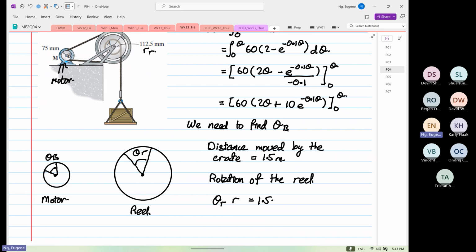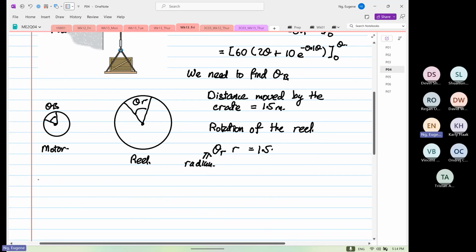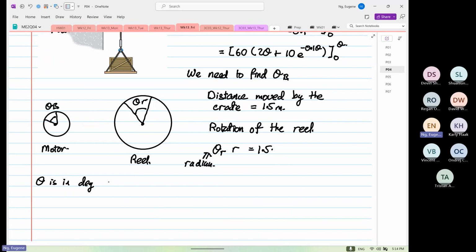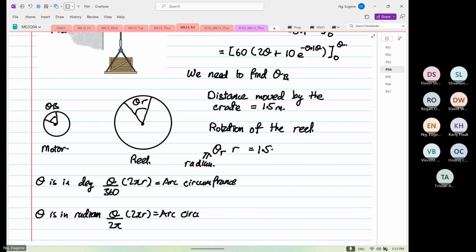Why? Because we are taking the arc distance. The formula for the arc distance, where theta over here is in radians. If theta is in degrees, the formula changes to theta over 360 multiplied by 2 pi r. Yes or no? This is equal to our arc circumference. If theta is in radians, in case you forget, then it becomes theta over 2 pi multiplied by 2 pi r, which is equal to your arc circumference. So when you cancel, this ultimately becomes theta r in radians, in case some of you forget.